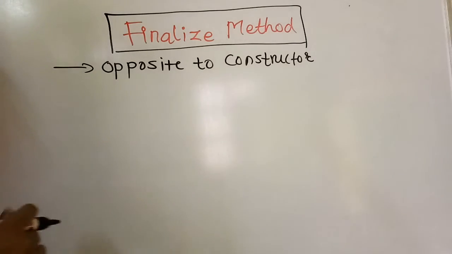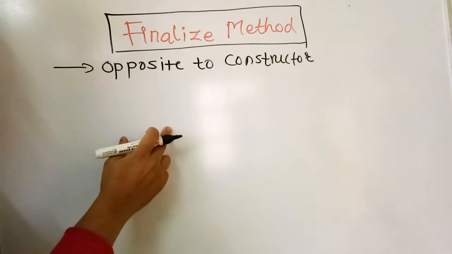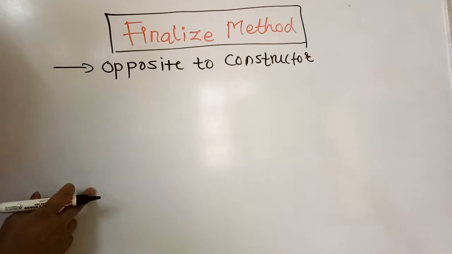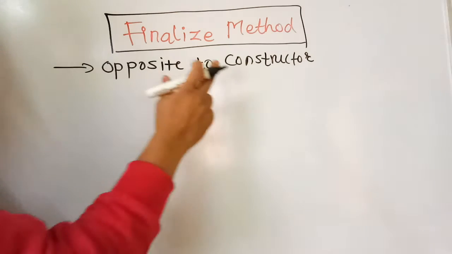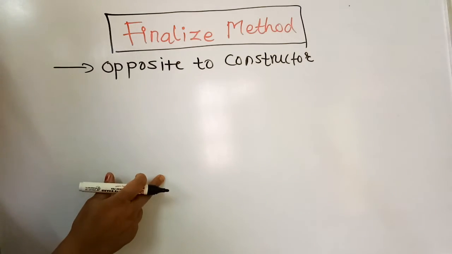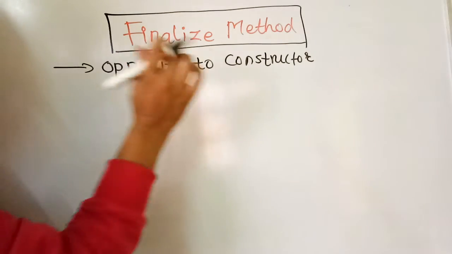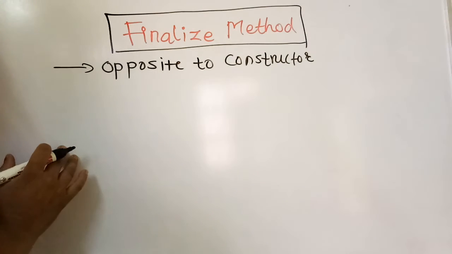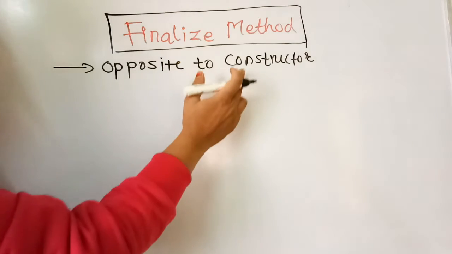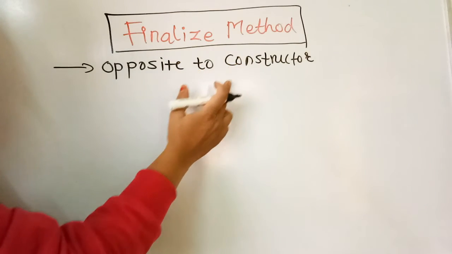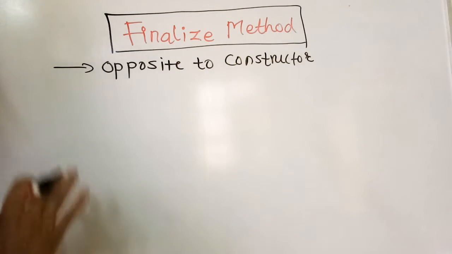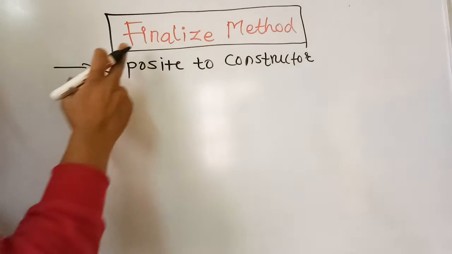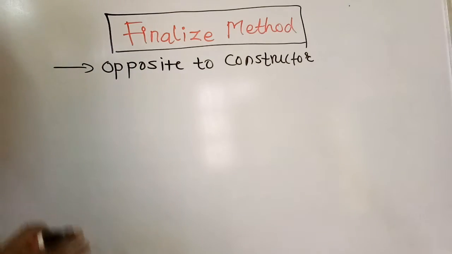How? Constructor is a mechanism which creates the memory or which initializes the objects. But the finalize method works opposite. If the constructor is allocating memory to objects, then the finalize method deallocates the memory of the objects. It means it performs like a destructor. Finalize method is used for removing an object.